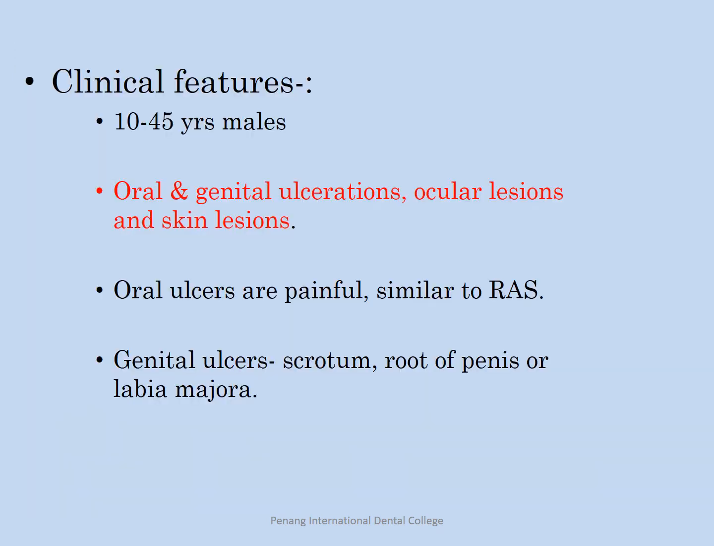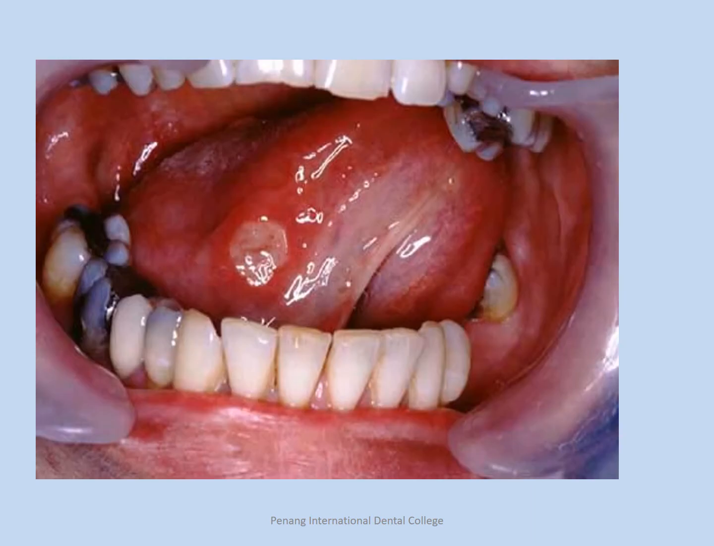Coming to the clinical features, it's common among males in the age group of 10 to 45. There is a triad of oral and genital ulceration, ocular lesions, and skin lesions commonly seen. These oral ulcers are painful and are very similar to recurrent aphthous stomatitis. Genital ulcers are commonly seen on the scrotum or the root of the penis or the labia majora. This is a picture of a patient who came in with recurrent aphthous stomatitis that was eventually diagnosed as Behcet's disease based on the triad of clinical presentation as well as the HLA marker study.